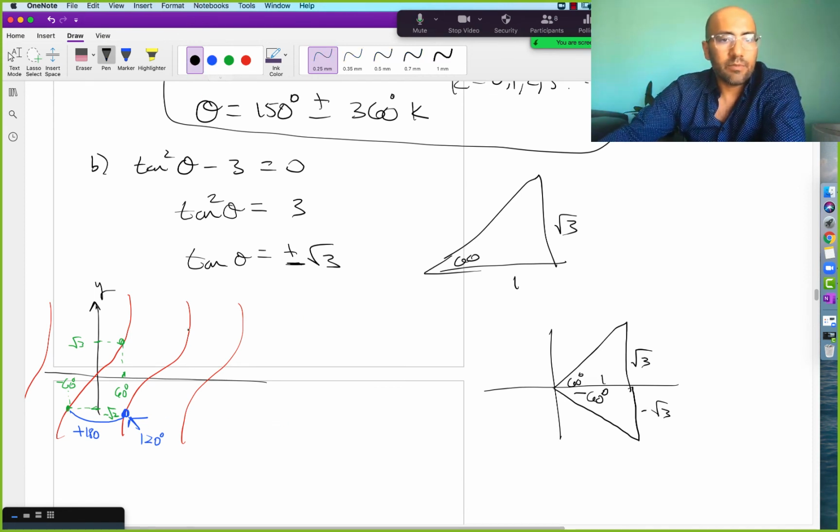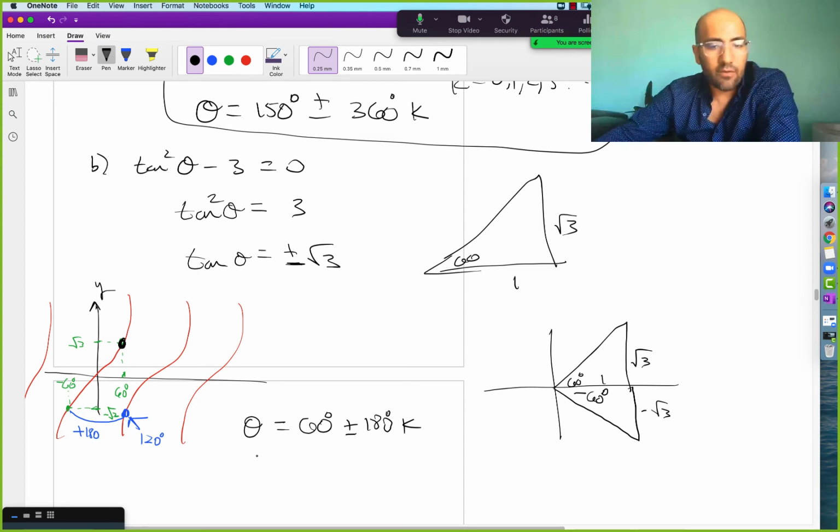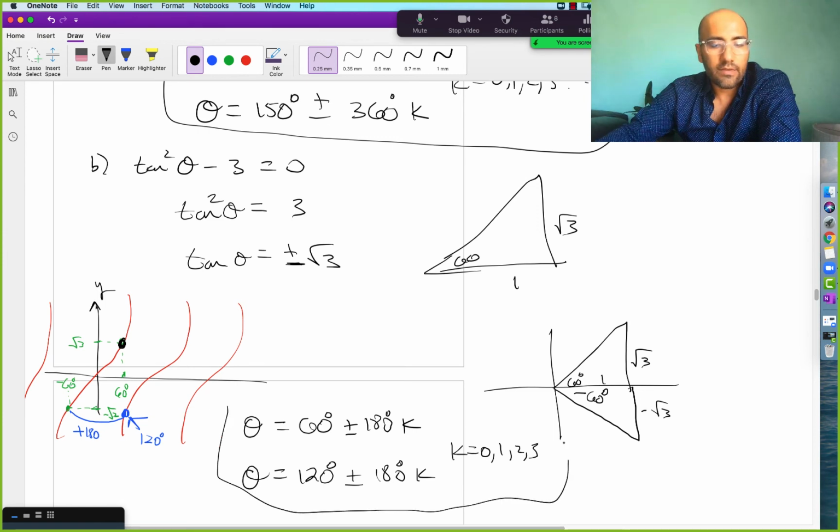So our final answer is going to be presented as theta equals 60 degrees plus or minus 180 degrees K, right? And that's all the ones that come from here, because we can always add and subtract multiples of 360 and get all the angles such that the tangent of that angle equals positive root 3. And then we can present the other one as theta equals 120 degrees, the first positive answer. You could have also put minus 60 here, plus or minus 180 degrees K. Again, this is where K equals 0, 1, 2, 3, and so on, and so we have all our answers.